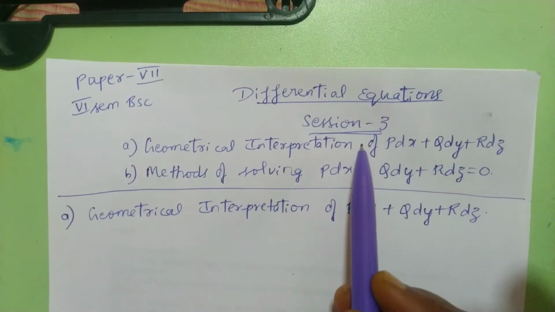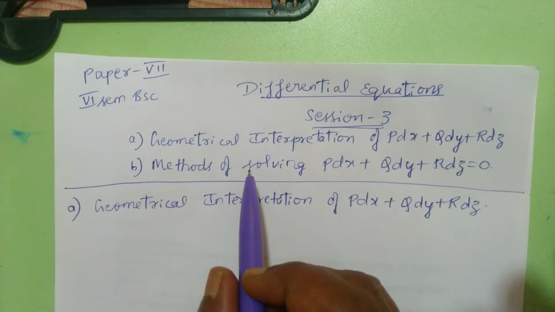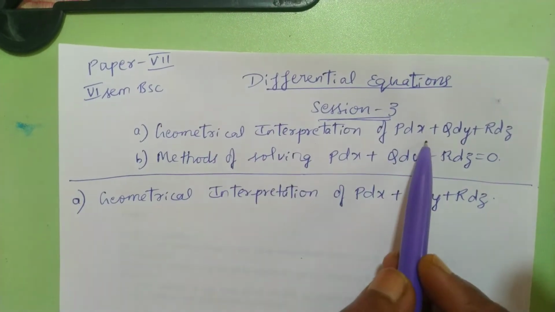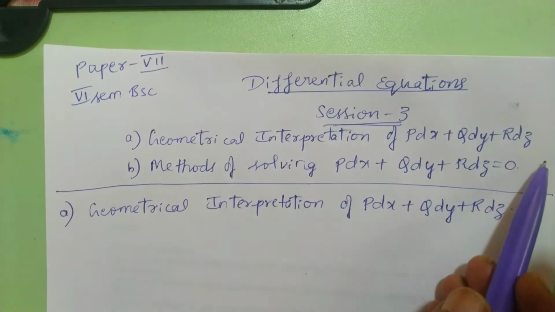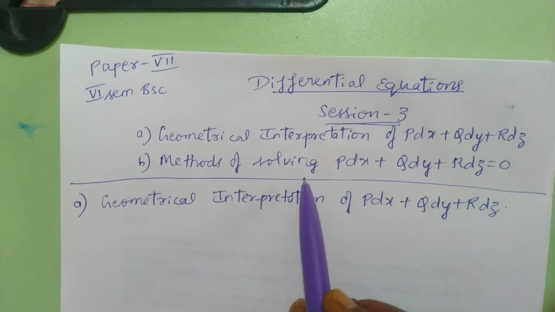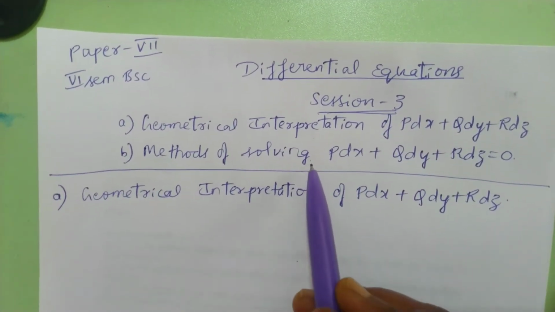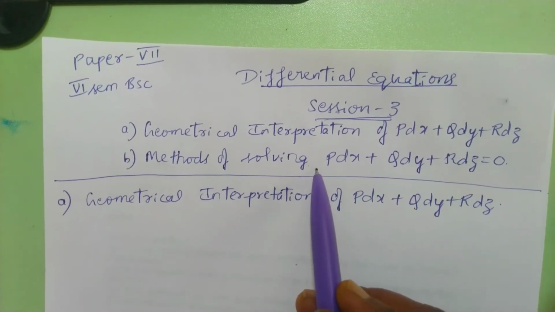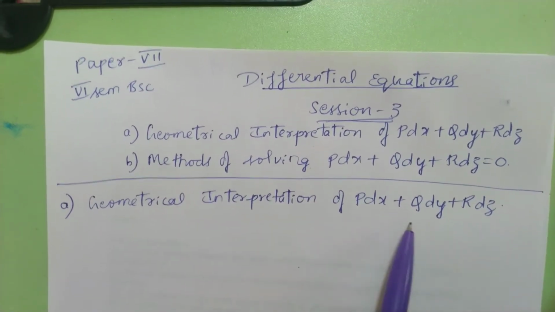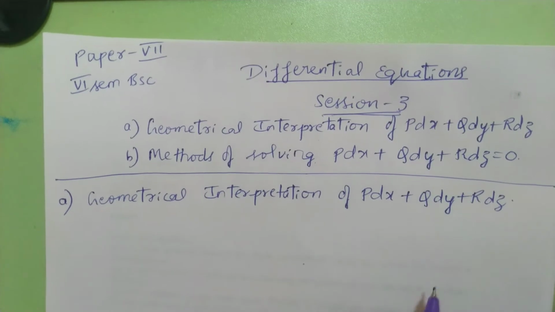Differential equations, session 3. In this session we are going to discuss two subtopics: the geometrical interpretation of pdx plus qdy plus rdz, and the methods of solving pdx plus qdy plus rdz. In this, three types of methods are there. Let's see how many methods we are able to solve in this session. First, let us take the geometrical interpretation of pdx plus qdy plus rdz.